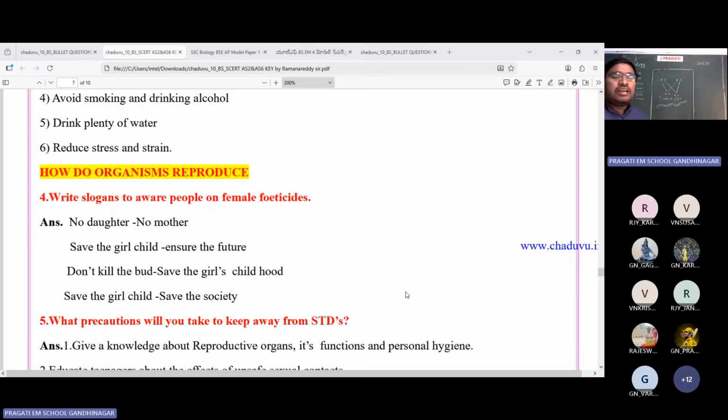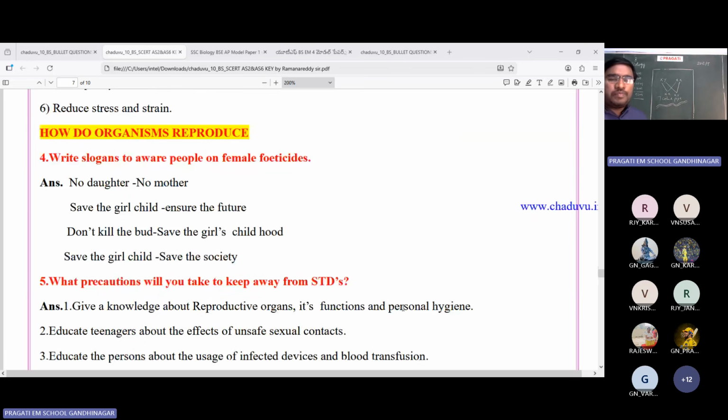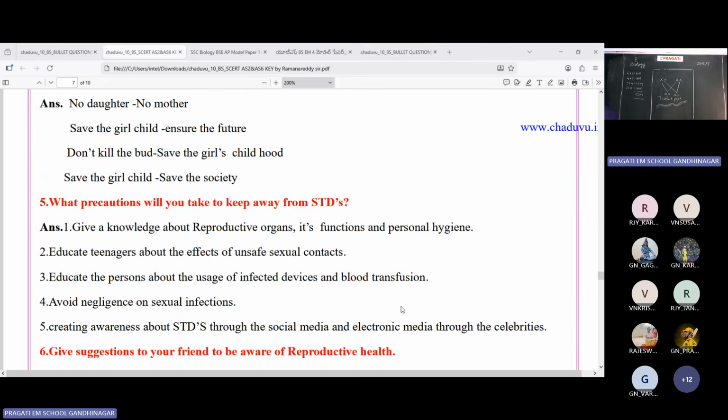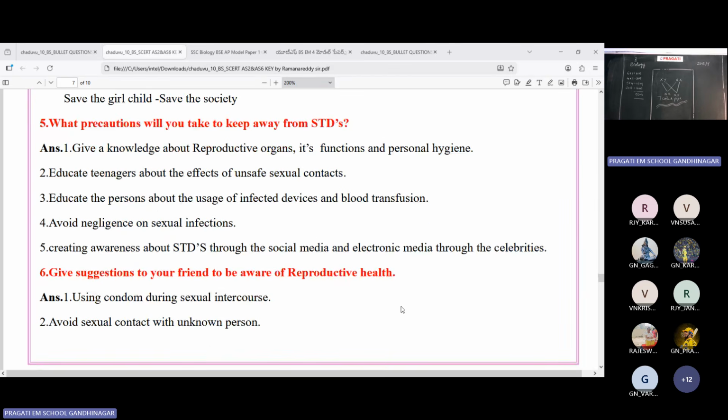Now let us see some important 2 mark questions in how do organisms reproduce. No daughter, no mother; save the girl child, ensure the future. Don't kill the baby girl, save the girl child, and save the society. And another important 2 marks question in reproduction: what precautions will you take to keep away from STD? Children, this is also one of the important questions. See, give knowledge about the reproductive organs. Educate and motivate about STD problems. Like that, you can write the answer.